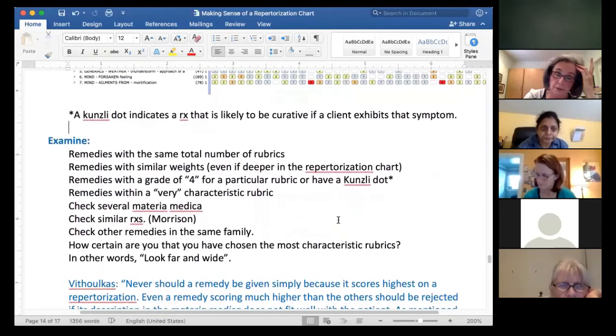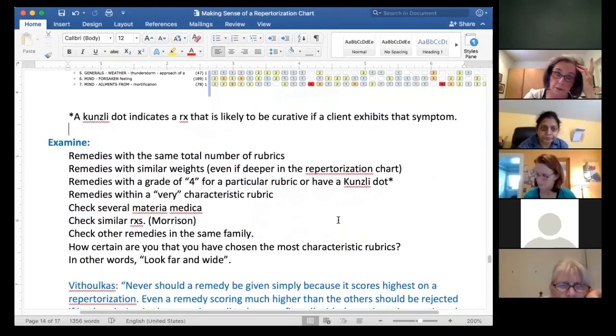So you want to look at remedies that have the same total number of rubrics. Check them out. It may lead nowhere, but you may find a better match. Remedies with similar weights, even if it's deeper in the repertorization chart. Remedies with a grade of 4. Or they have a Kunzli dot. Remedies within a very characteristic rubric.